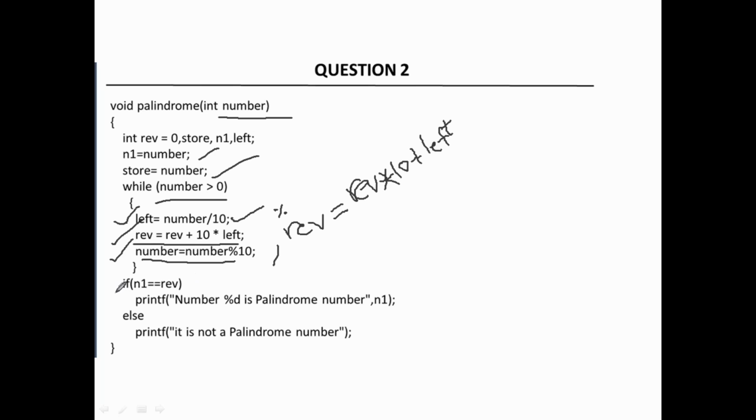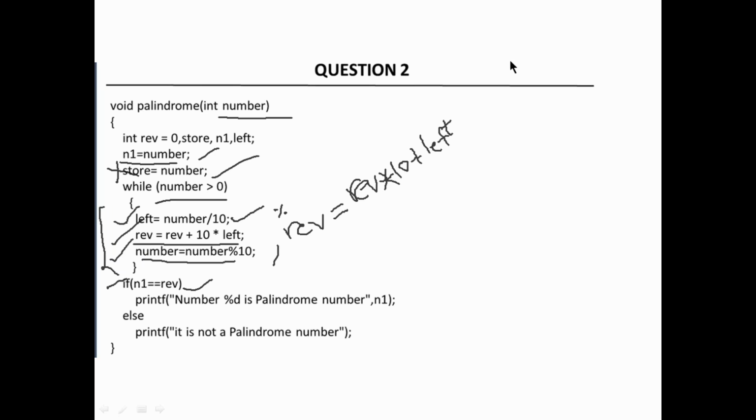So next, check this one. If condition n1 double equals reverse. Yes, it is correct. We take a number value into n1, right? So it is checking here. Store is taken, but it is not used anywhere else. There is no usage. So even if you do not remove that one, you won't get any problem. Code will be executed. That's good. So these three corrections, we should make.